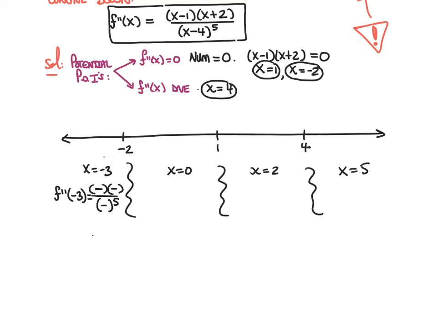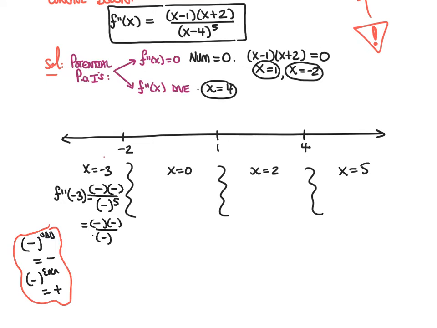And again, you can just find the numbers. That's perfectly fine. But notice this is going to be a negative times a negative over a negative, because any negative raised to an odd power is negative, and a negative raised to an even power is positive. So that's kind of how you can play this game. That being said, I have 3 negatives, and when you have 3 negatives, you'll end up with a negative. So f double prime is less than 0 in this case, and therefore on this interval you are concave down.